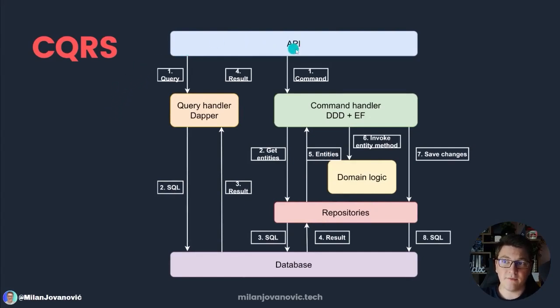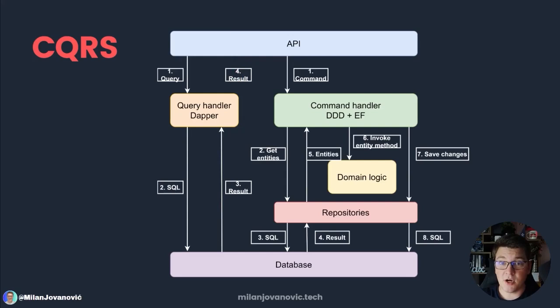We're going to have our API as the entry point into our system, and let's examine the query and command flows. On the query side, we have the query coming in from our API. It gets delegated using the mediator to our respective query handler, and in the handler itself, we're going to be using the Dapper library. We're going to use it to write SQL queries that we're going to send to the database. The database is going to respond with a result, and we can propagate this result from our API.